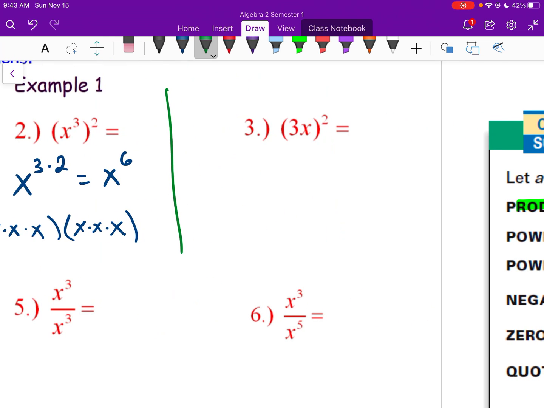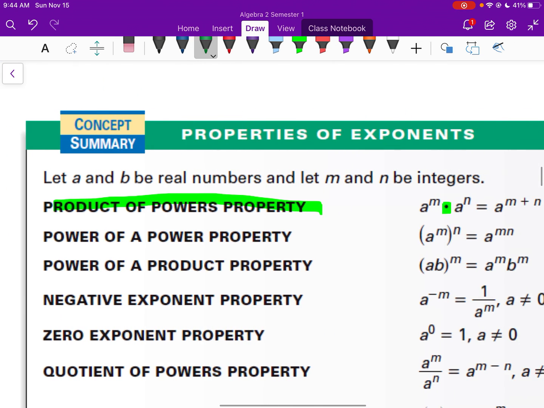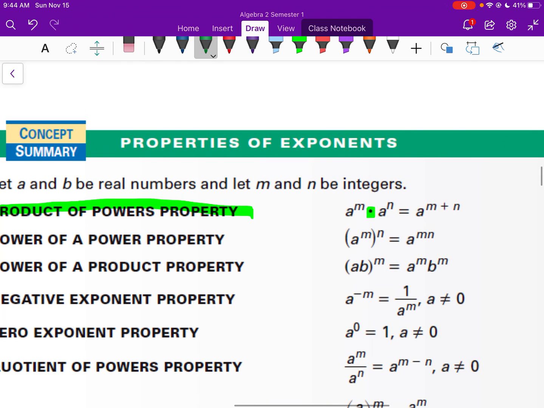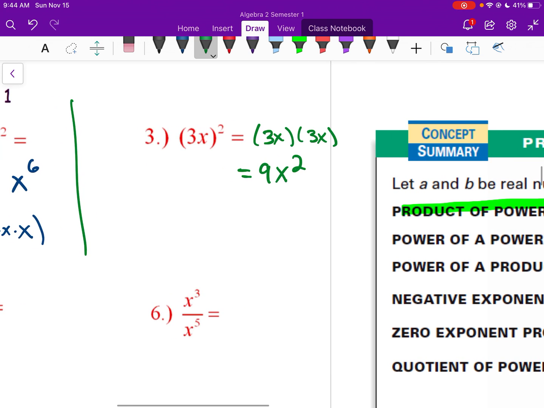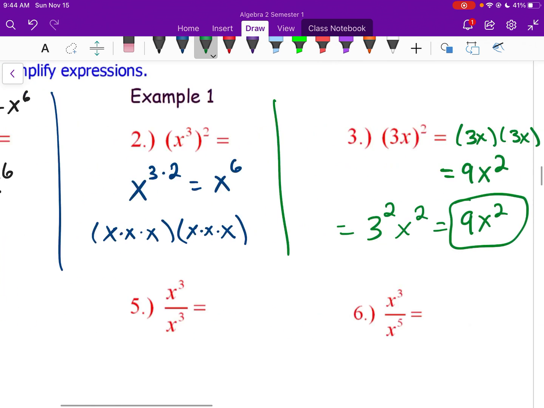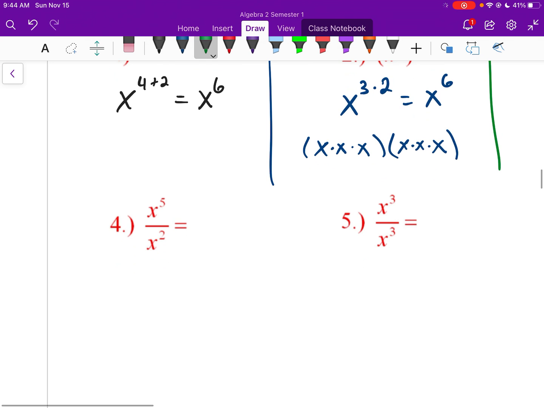All right, number 3 there. 3x squared, so that's saying 3x times 3x. So in that case, it would be 9x squared. If we look at our properties, that's a power of a product, and again, we're taking that exponent to both a and b. In this case, 3 is like your a, x is like your b. So if you want to write it out like that, it'd be like 3 squared, x squared. Simplifying that 3 squared, you get 9x squared. Power of a product.